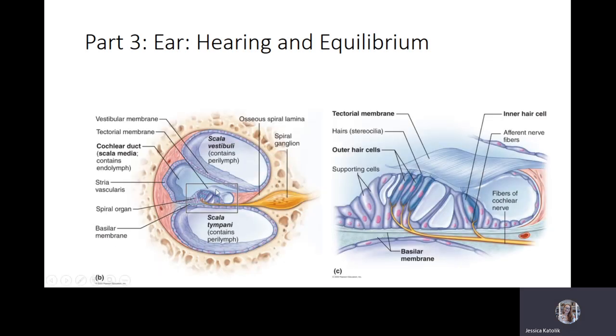So this is the cochlear duct here, the scala vestibuli and the scala tympani. And within the cochlear duct, we have the spiral organ. What will happen is the basilar membrane of the spiral organ will bend and flex with the pressure wave, and it will vibrate back and forth.